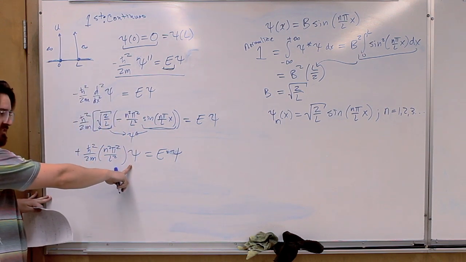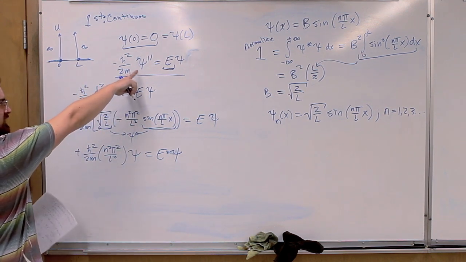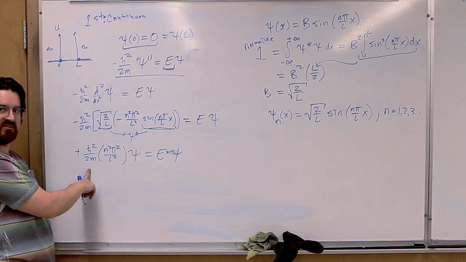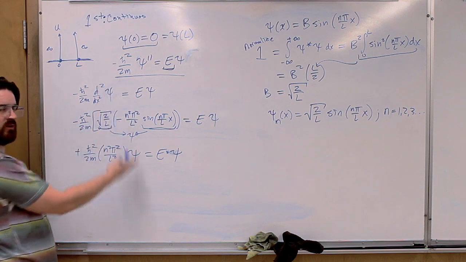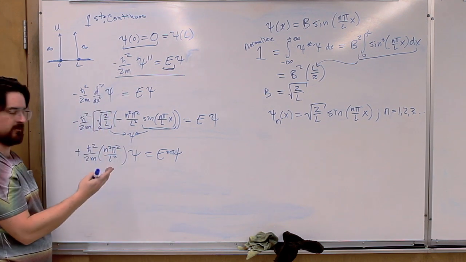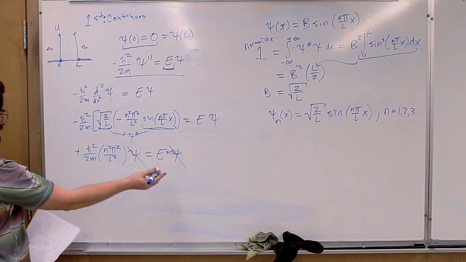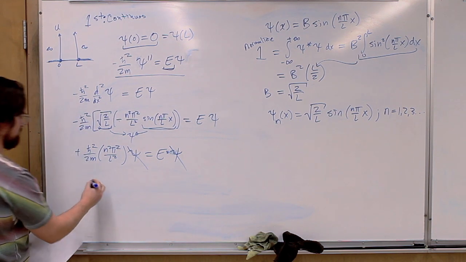Put all that stuff back together to get psi, which is not a coincidence, that the second derivative of psi gave me back psi with some stuff and a negative sign. That was by design. That's how we picked our wave function, is that it satisfied this. And since psi is not 0, just divide by psi. And finally, we actually know what our energy is now.